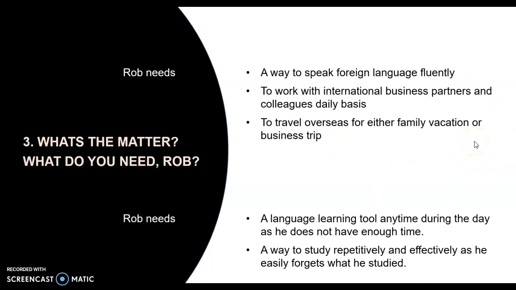So what matters? What do you need, Rob? This is about the challenges and needs of my persona, my users. Rob needs a way to speak a foreign language fluently. That's the main goal of Rob. And like I mentioned before, he works with international business partners and colleagues on a daily basis. So learning a little bit of language will come in handy. And he loves to travel overseas for either family vacation or business trips.